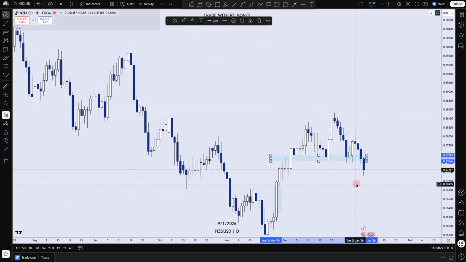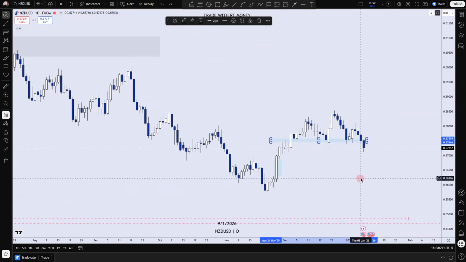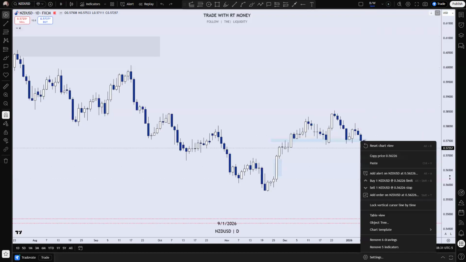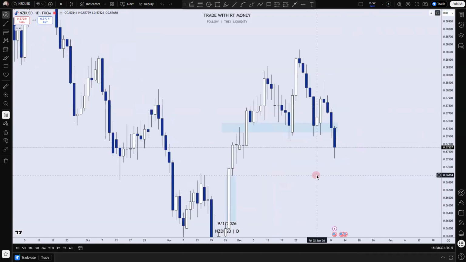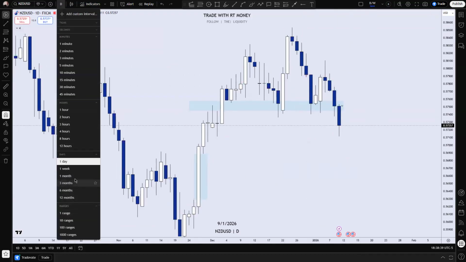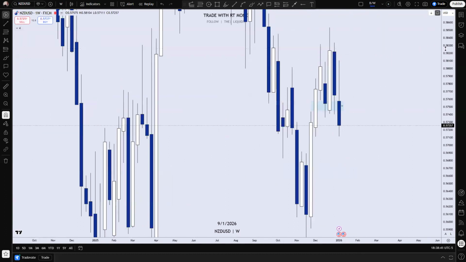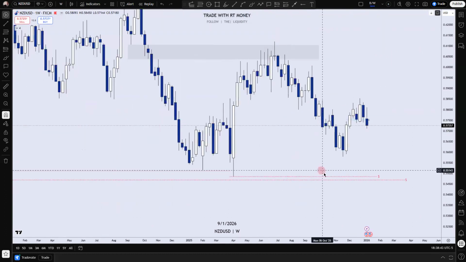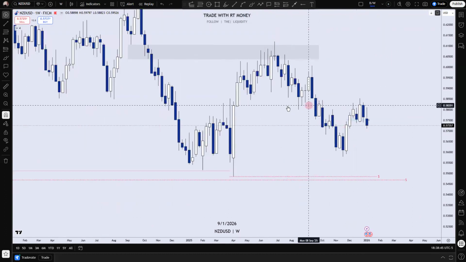So what are we doing here? All right. What I'm looking at here is on the weekly. Let's take a look real quick at the weekly on New Zealand dollar. It's not a whole lot to go into. It's very simple, folks.